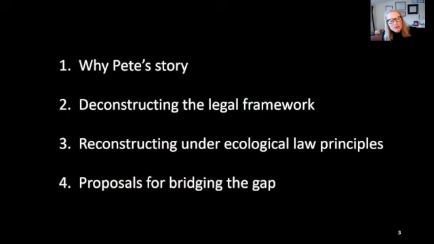Then I want to mention three of the principles of ecological law that I think are most relevant here, but these are the ones we're starting with developing. And because that's an aspirational, longer-term goal, I want to just leave you with some of the proposals for bridging the gap that animal law scholars and practitioners have suggested.